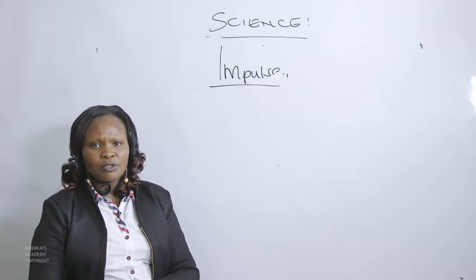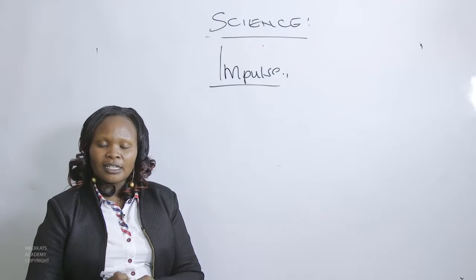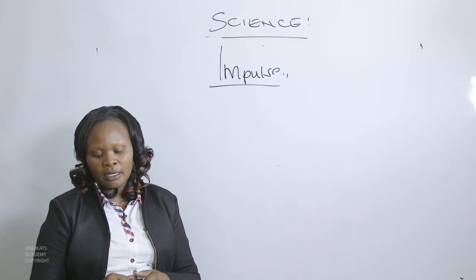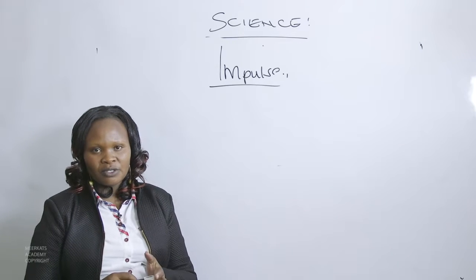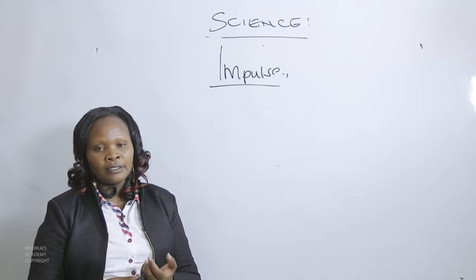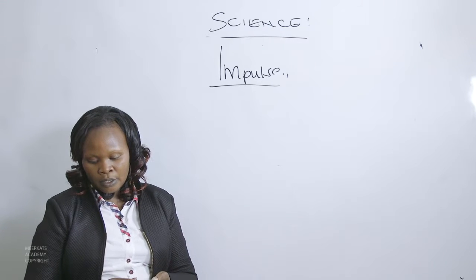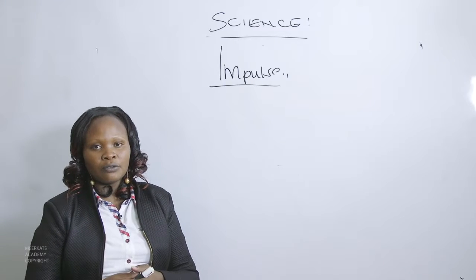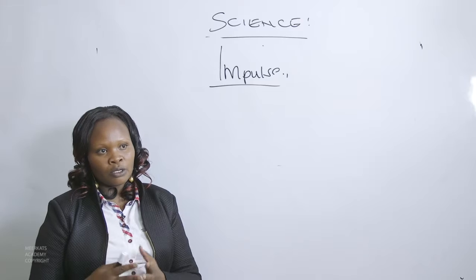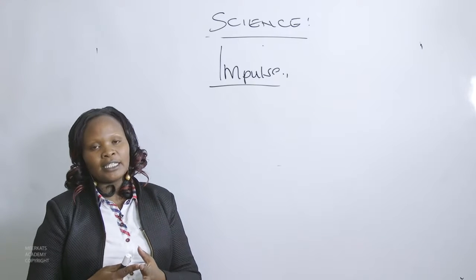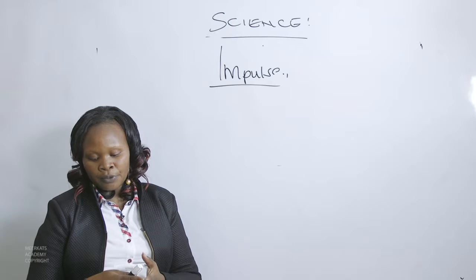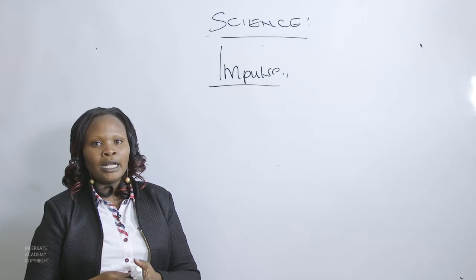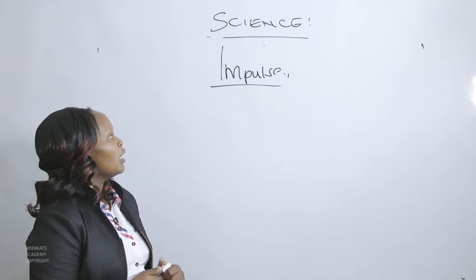Now, sometimes you could have a force that acts on an object really fast, so that the result of the force is actually realized very fast. If that happens, the kind of force that will be acting on our body is what we call an impulsive force. And the result of that force is what we call the impulse on our body.